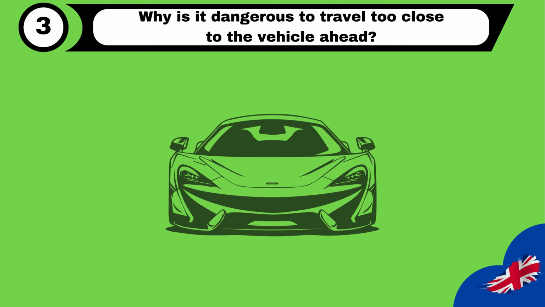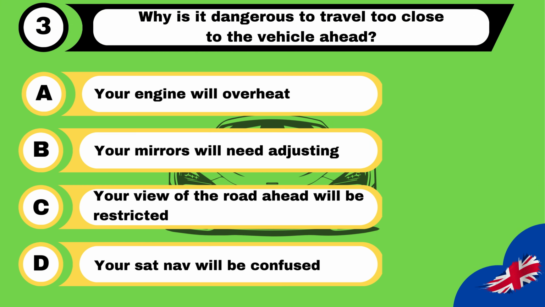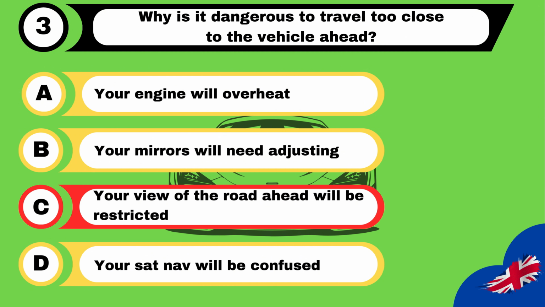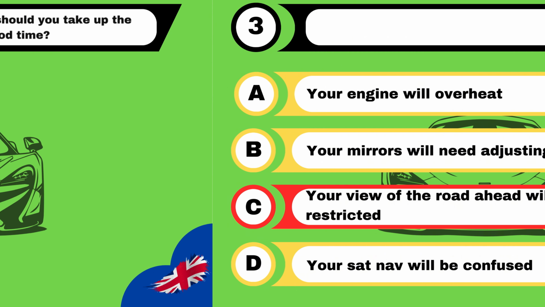Question 3. Why is it dangerous to travel too close to the vehicle ahead? A. Your engine will overheat. B. Your mirrors will need adjusting. C. Your view of the road ahead will be restricted. D. Your sat-nav will be confused. The answer is C. Your view of the road ahead will be restricted.